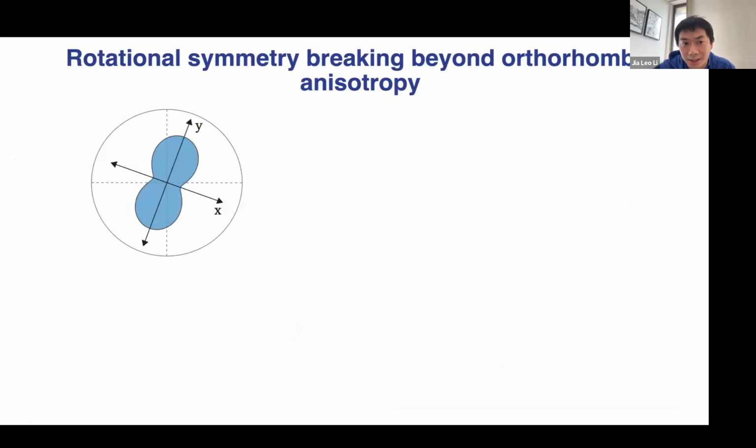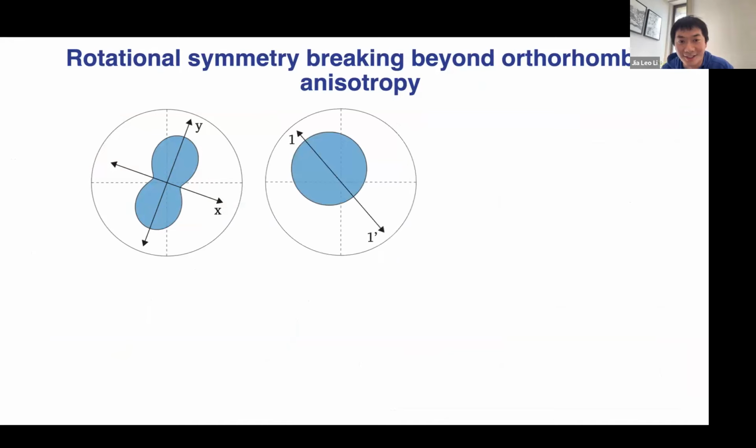We can also go beyond the orthorhombic anisotropy, right? Orthorhombic anisotropy is really a unique type of rotational symmetry breaking. It has two mirror axes. It breaks rotational symmetry, but preserves twofold rotation.